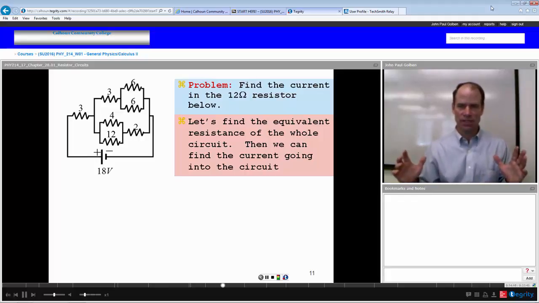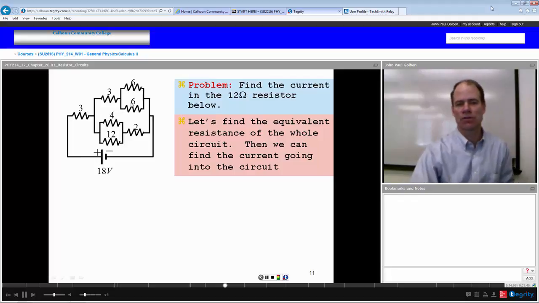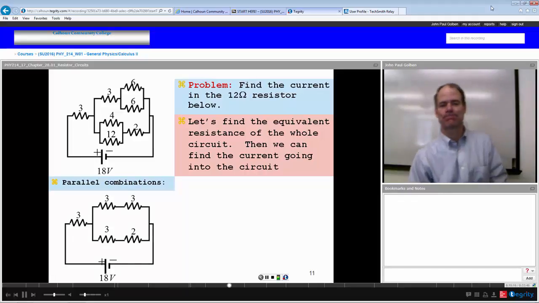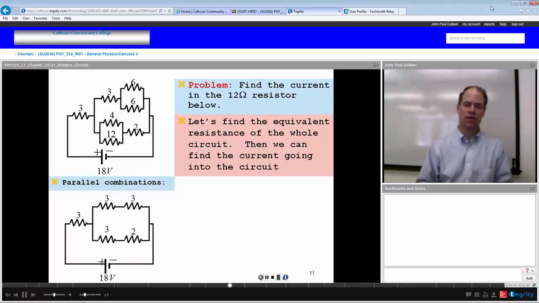And so for the 6 in parallel with the 6, I'm going to have product over the sum, 6 times 6, 36, over the sum, 6 plus 6, 12. 36 divided by 12 will be 3. So the equivalent resistance of this parallel combination will be 3. And with the 4 and the 12, I'll have 4 times 12, 48, over 4 plus 12, 16. 48 divided by 16 is 3 as well. So my new circuit will look like this. Just substituting in for those parallel combinations, 3 and the 3, I got this.